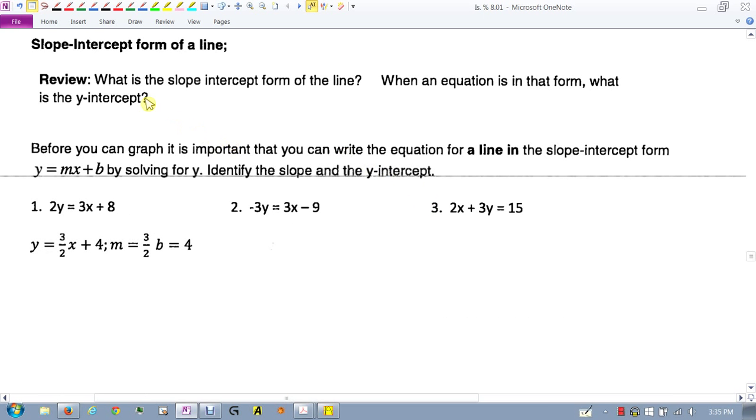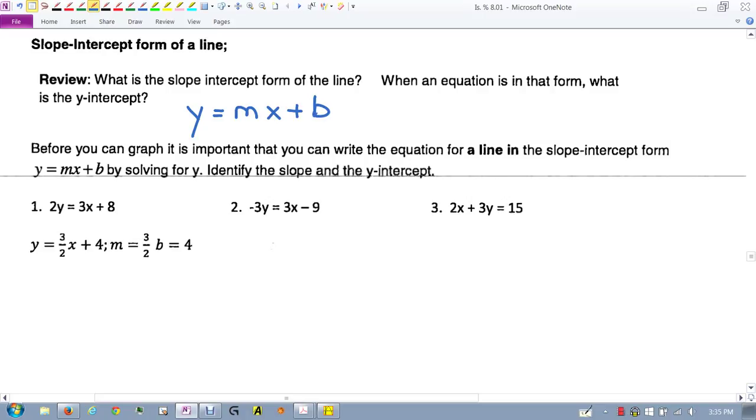Now we get to what's called the slope-intercept form of a line. So this is a review. What is slope? What is the slope-intercept form of a line? When is an equation in that form? Or when an equation is in that form, what is the y-intercept? So let me first write down what the slope-intercept equation of a line is. Y equals mx plus b. That is the slope-intercept form of a line.